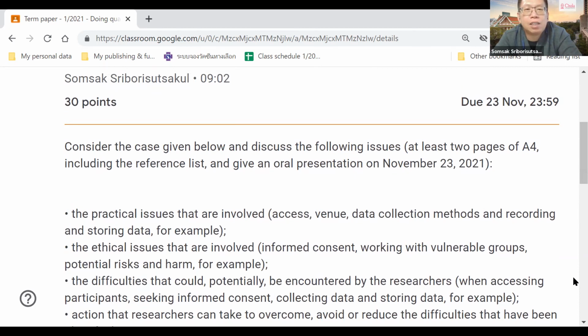Consider the case given below one by one. Each of you has a different case, and discuss the following issues, at least 2 pages of A4. But you can do more than 2 pages, 5 or 6 pages will be fine. But don't forget to include the reference list. You have to search for references to support your discussion in terms of how to do qualitative research ethically.